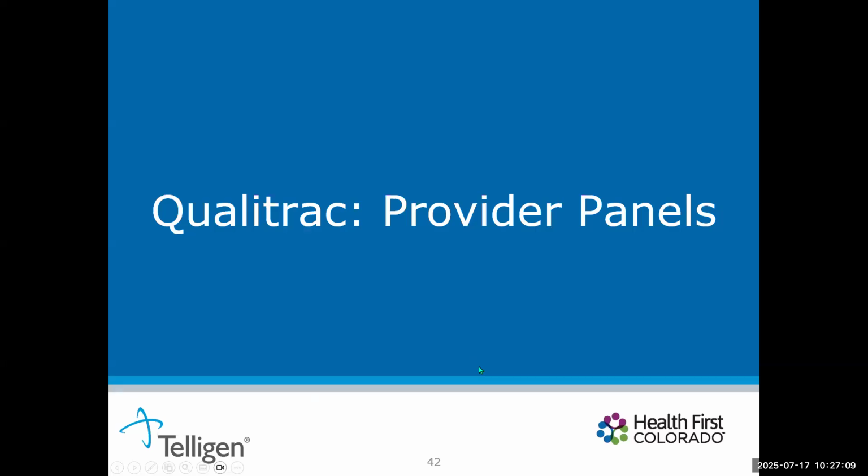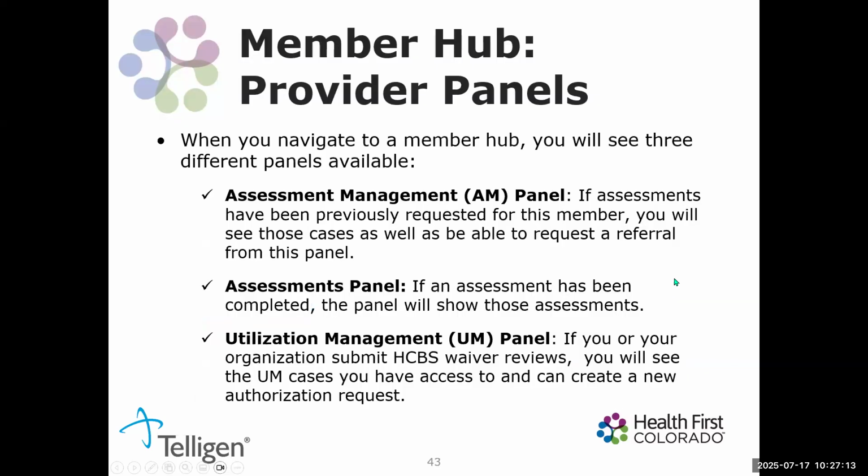So let's jump into what you're going to see in the provider panels once you search for your member. So once you've navigated to the member hub, again, member hub is equivalent to something like an electronic medical record would call the patient chart. It's not an official EHR, so we call it our member hub. It's where we house individual members' information.